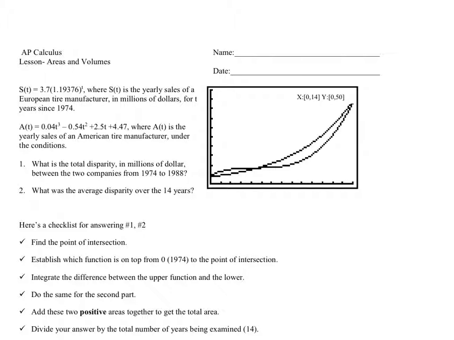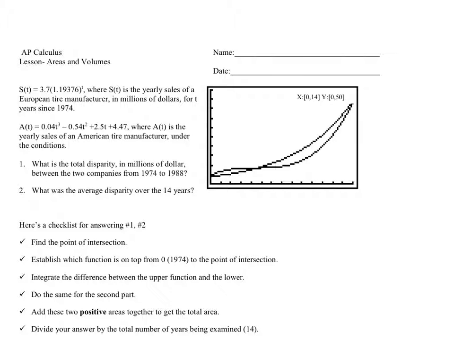These numbers, I didn't write on here explicitly that this is a calculator question, but I gave you funky numbers and then a calculator display, so I figured that was more than enough information to steer you in the right direction. All right, so the question here is asking what's the total disparity in millions of dollars between the two companies from 1974 and 1988? What's the average disparity over the 14 years? All right, so the disparity is talking about the amount of area in between the two functions.